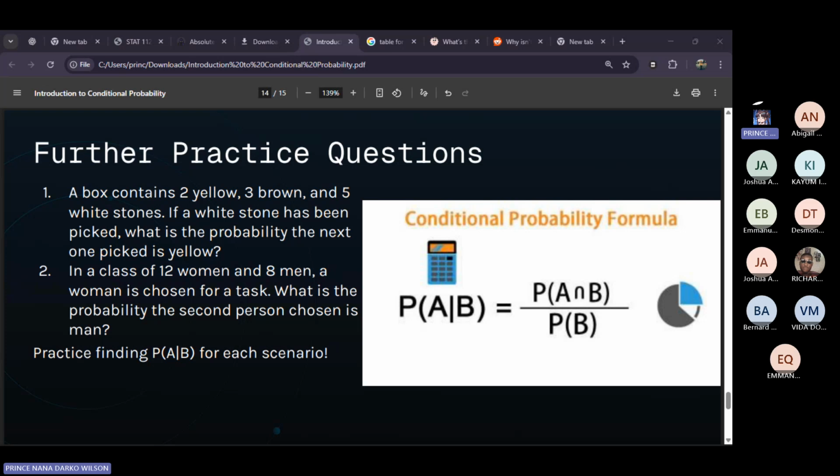It says that in a class of 12 women and 8 men, a woman is chosen for a task. What is the probability that the second person chosen is a man? So yes, let's do this mentally. A woman is chosen for a task at random. What's the probability that the second person chosen this time will be a man?